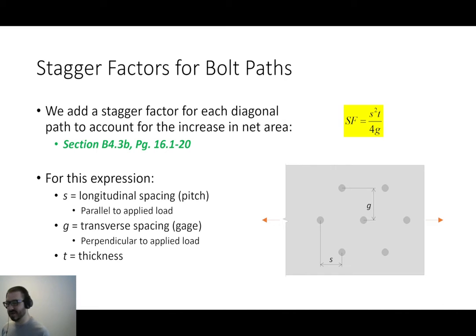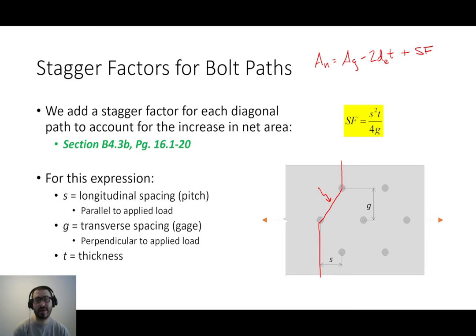Now, whenever we're computing net area and we see a diagonal failure path, let's say we're looking at this connection and this failure path as an example, the net area for that failure path would be the gross area. We would be subtracting 2 bolt holes, or if you wanted, you could say DE times the thickness. But we're going to add 1 stagger factor to account for that diagonal path right there. And that stagger factor is computed using the expression here. It is S squared divided by 4G times the thickness.